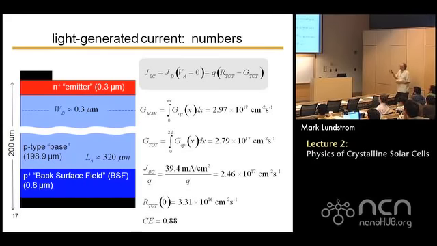So first of all, if this were an infinitely thick slab of silicon, then every photon above the band gap would be absorbed. And if I do the integral of the generation rate versus distance from 0 to infinity, I would get the maximum number of photons in the solar spectrum that have an energy big enough to create an electron-hole pair. And that number is 2.97 times 10 to the 17th per square centimeter per second.